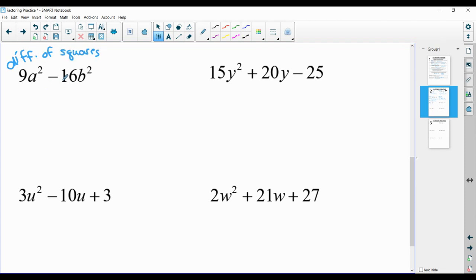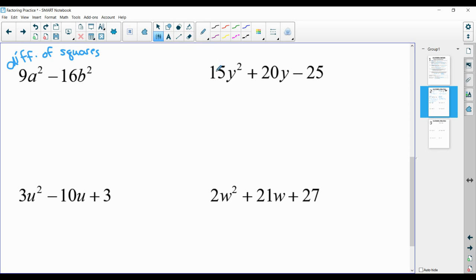I just know that it's a binomial, and I've got a subtraction sign, so it's probably difference of squares. The next one here, I have 15y squared plus 20y minus 25. It's a trinomial, but I have that number in front. So I'm still always going to look for a GCF.